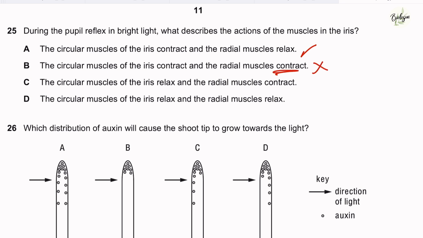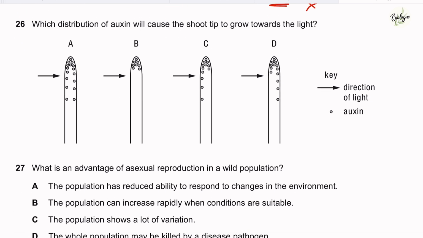Both muscles do not contract. It's like an inverse relationship. So one always contracts, one always relaxes. It is the opposite here, so that's not right. Again, both cannot relax. That's not right. So question 25, the answer is A.